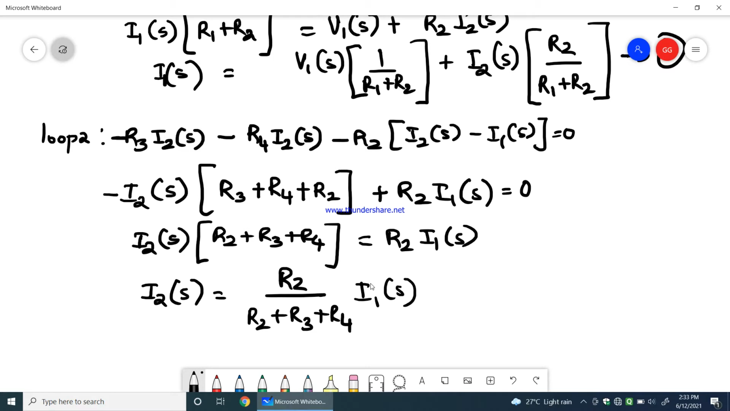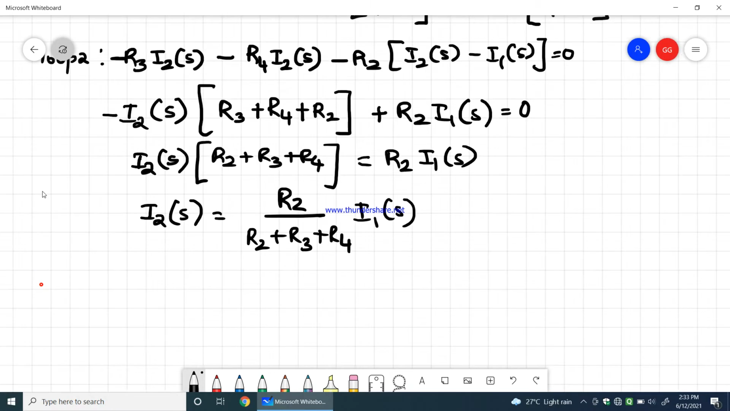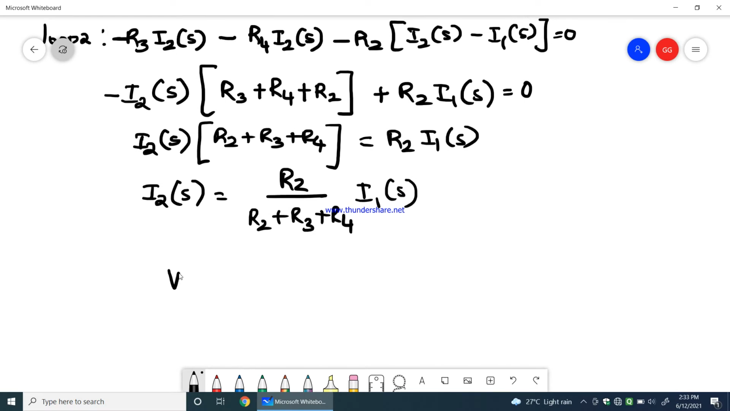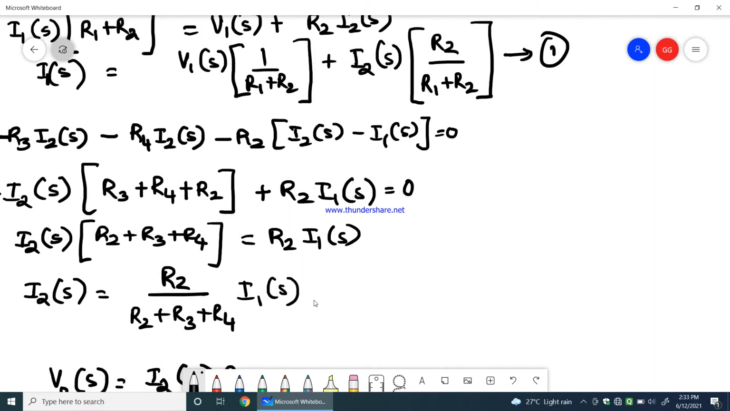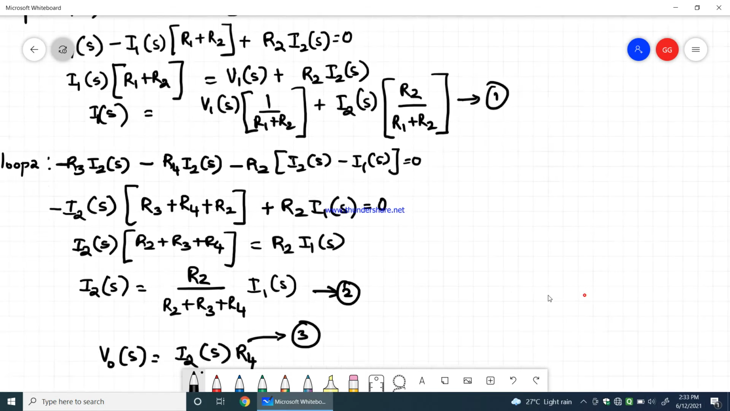Finally, if I write the equation for V out, it will definitely be equal to the current through R4, which is I2 of S, multiplied by R4. Now let us write the block for the individual equations. So we have equation 1, this is equation 2, and then this is equation 3. So let us write the individual block for all the 3 equations.